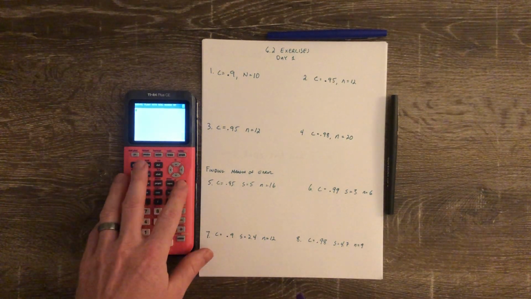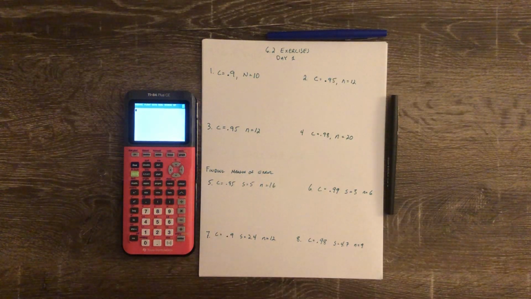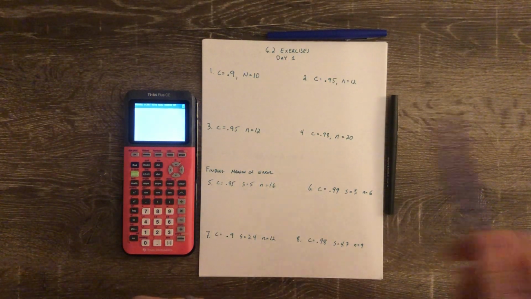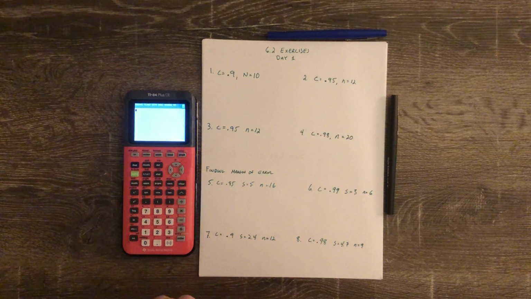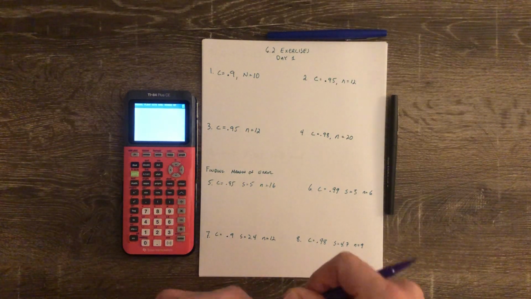All right, here we go. Let's get into the nuts and bolts of it here. Remember, if n is big, bigger than 30, you're going to use a z-score. If n is small, less than 30, you're going to use a t-score, right? Unless the original distribution were normally distributed, then you would go ahead and use a z-score.